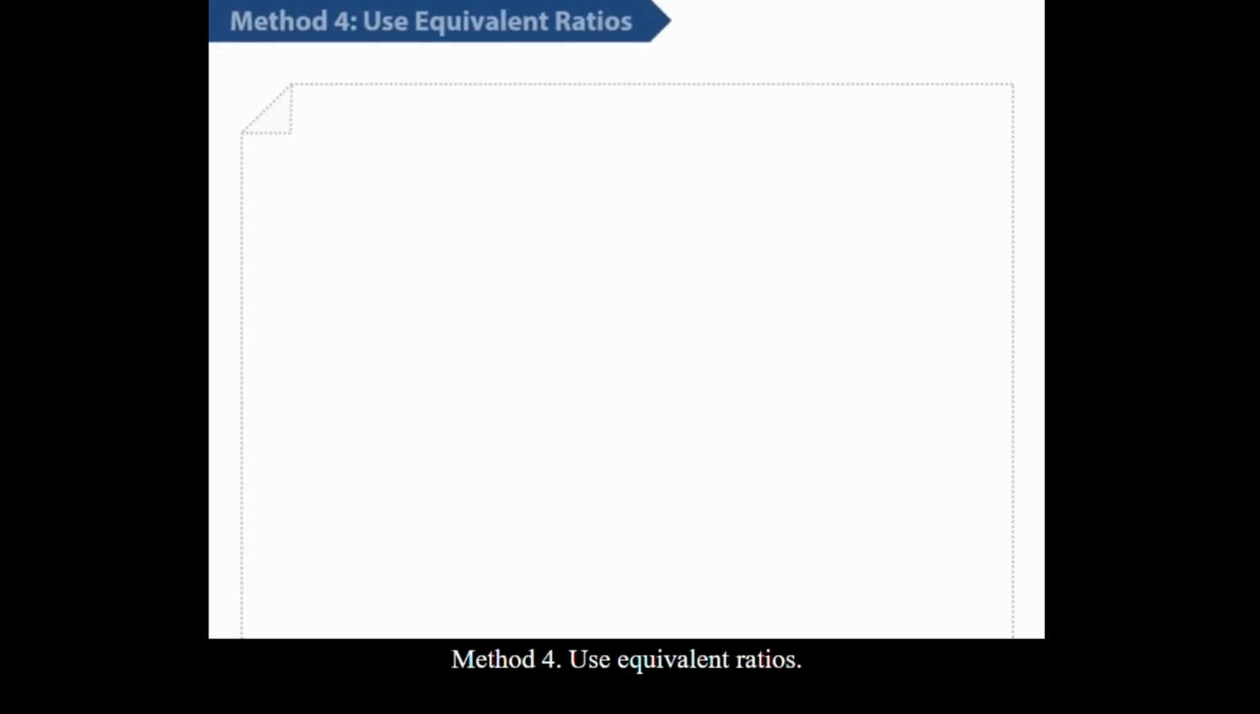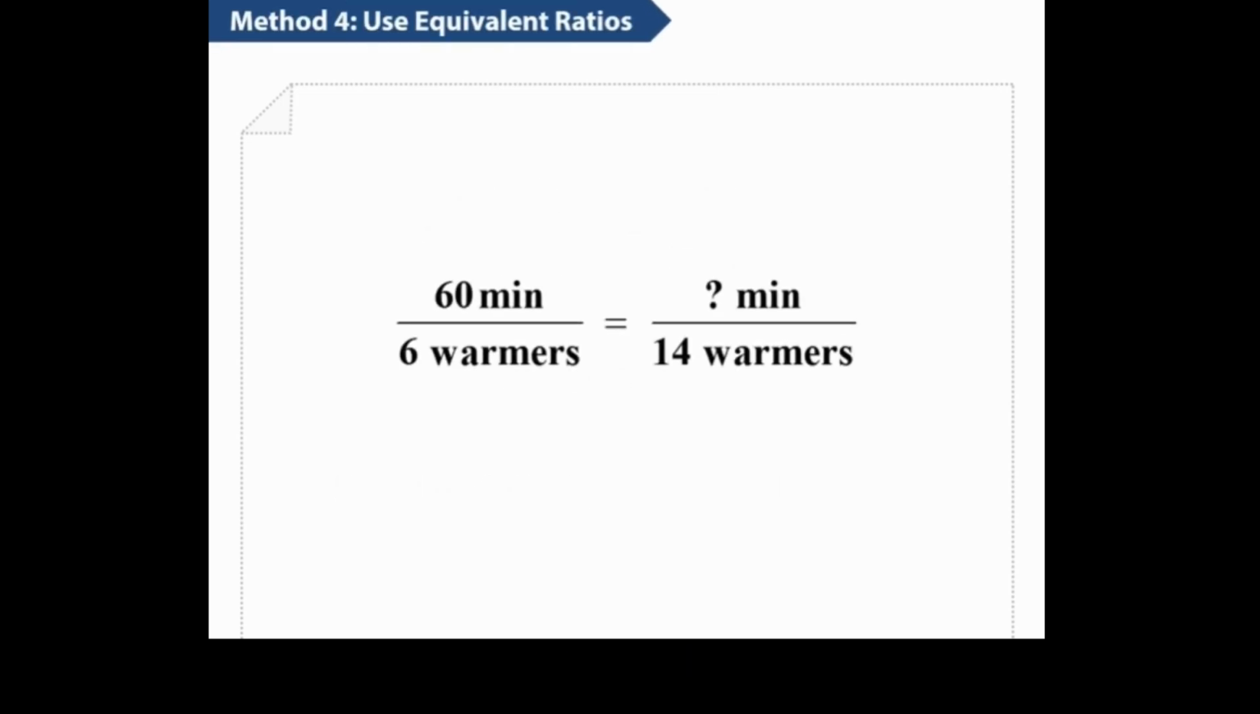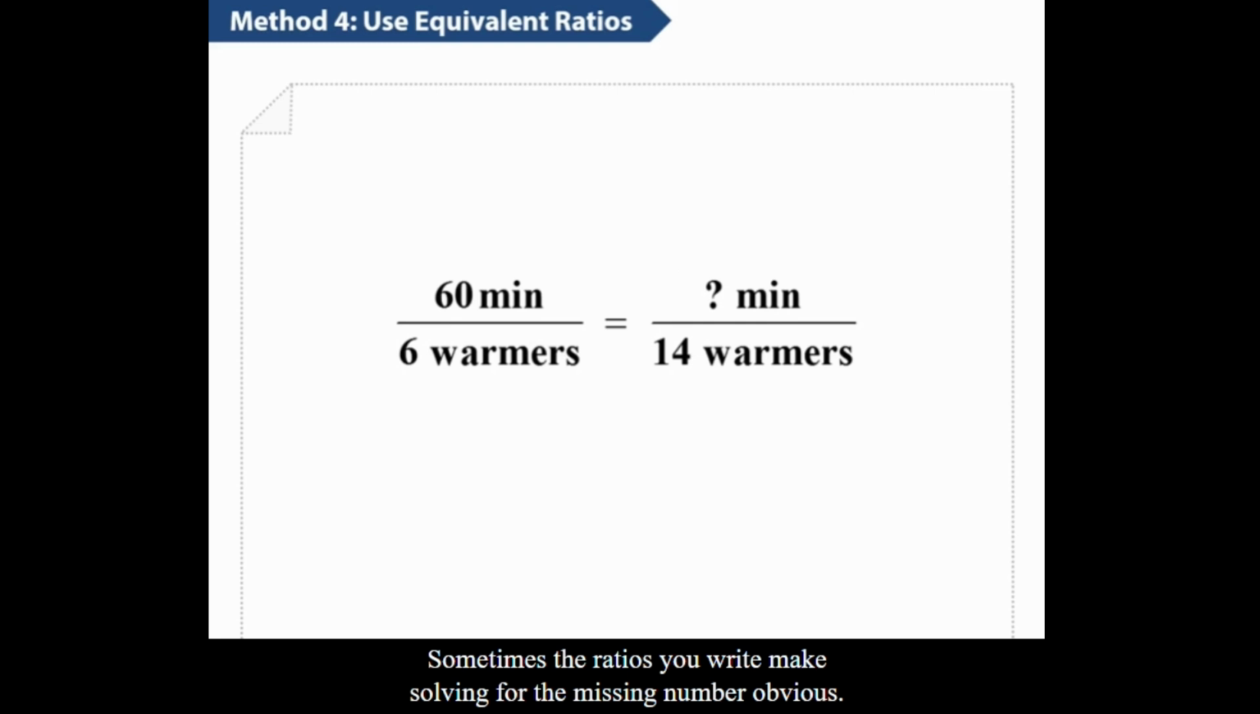Method 4. Use equivalent ratios. Sometimes, the ratios you write make solving for the missing number obvious. Other times, you may have to see if the initial ratio can be expressed as an equivalent ratio. Set up equivalent ratios to solve this problem. It is not obvious from this ratio to see what to multiply 6 by to get 14.